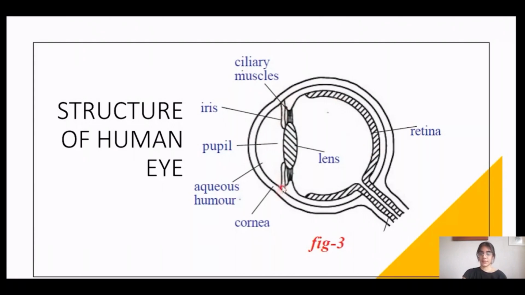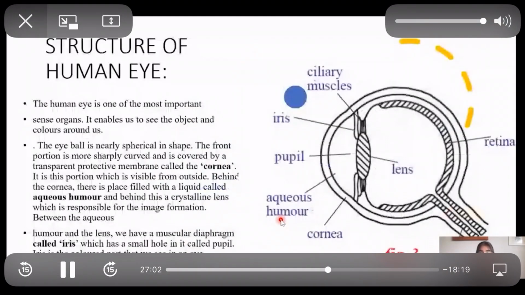Iris is this part of the eye. It will also help you control the eye lens in some way. So these are the parts that form the structure of the human eye: retina, lens, ciliary muscles, iris, pupil, aqueous humor, and cornea. Let's discuss each in detail.